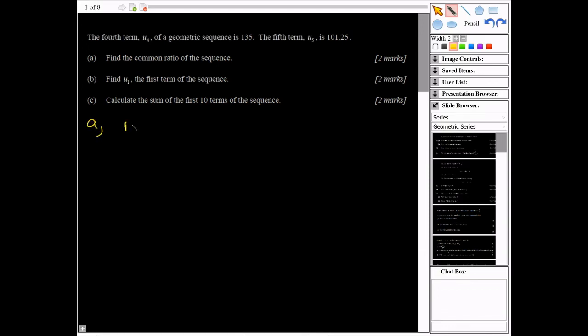So the common ratio is always the division of two consecutive terms, the later one divided by the sooner one. So I can work out that R is going to be U5 divided by U4. Likewise, it could be U2 divided by U1 or U3 divided by U2. Either way, it's going to be 101.25 divided by 135. So I can use my calculator to work out that.